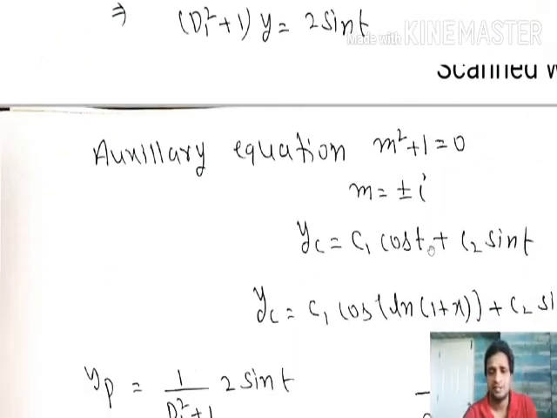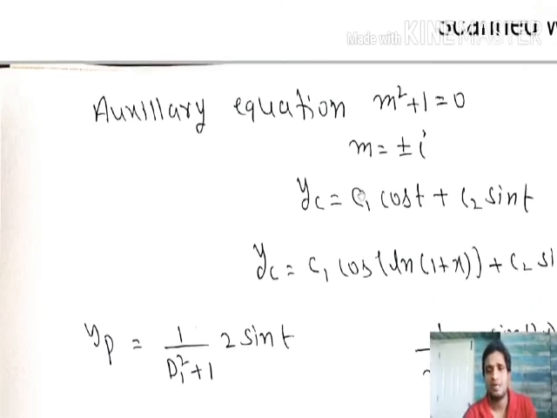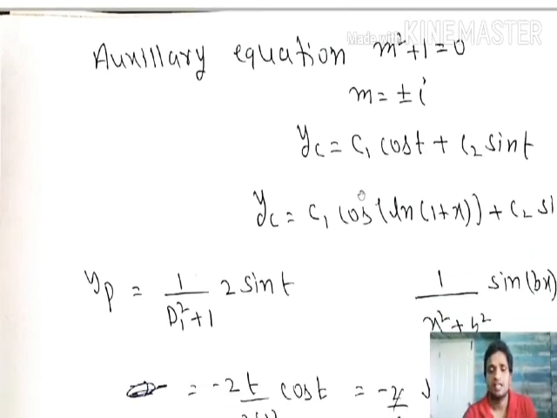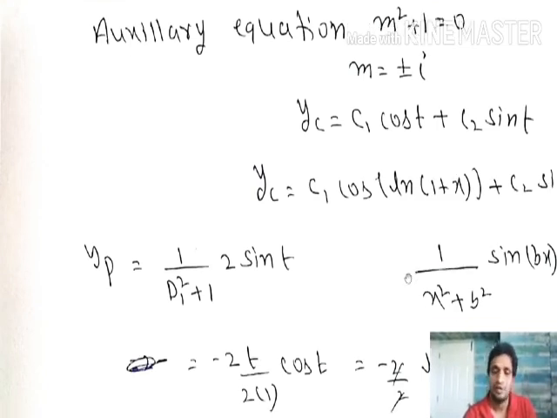The auxiliary equation will be m square plus 1 equal to 0 and m is equal to plus or minus i. These are the imaginary roots. So yc is equal to c1 cos t plus c2 sin t. Again we have to change this t into the independent variable x. So yc is equal to c1 cos of ln of 1 plus x plus c2 into sin ln of 1 plus x.